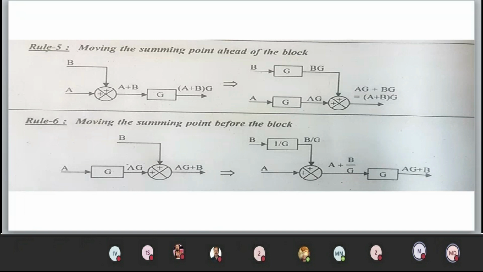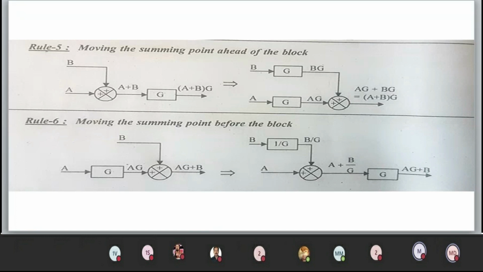Rule 5, moving the summing point ahead of a block. Okay, what do you mean by a summing point? It is the pictorial representation of summation. When I want to add different quantities together, we call it as summation. So we are representing it as a circle. Now I'm going to move a summing point before the block. So you can notice that here you're going to draw two blocks. Okay, B into G, A into G, AG plus BG.